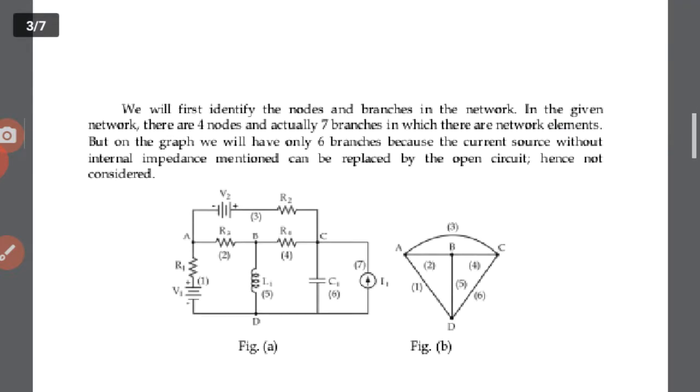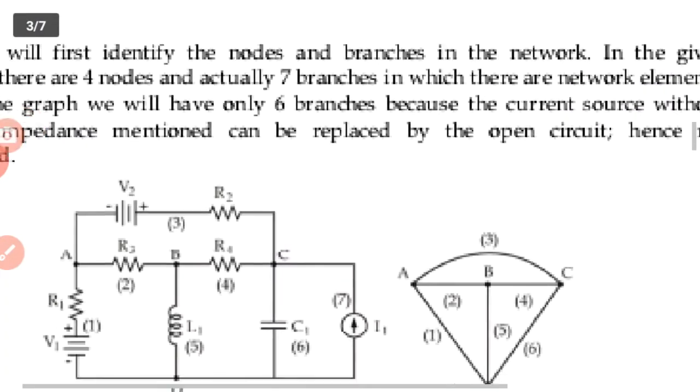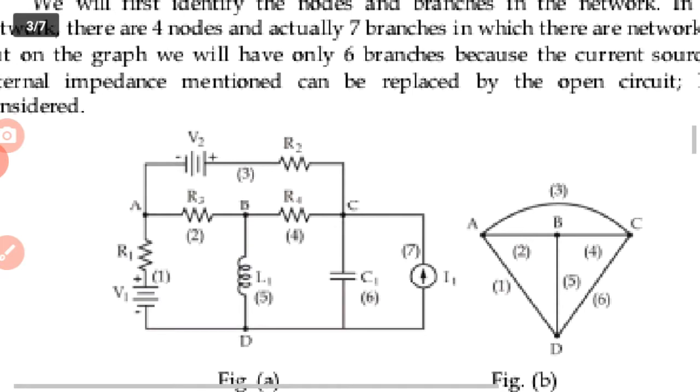Here is an example. Here is our circuit diagram. In this circuit diagram, first we calculate the number of nodes and the number of branches within the circuit. So what is a node? Where two or three terminals are joined together, that point is called a node.